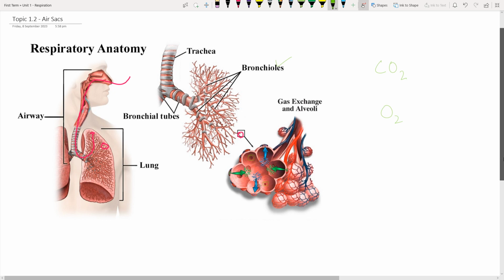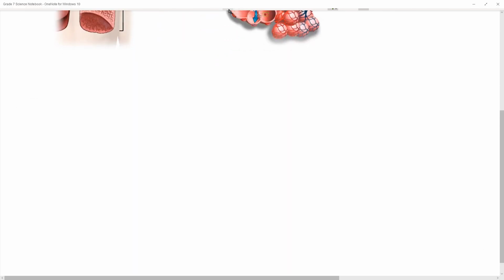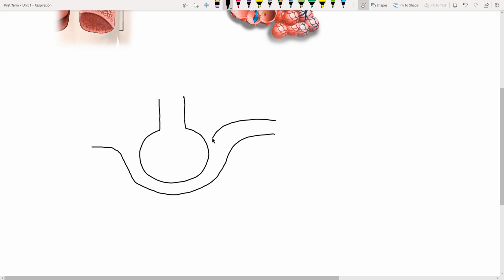So what really is happening is that, let's just say I'm going to draw one of these alveoli, and this is just a block diagram. This is not how it actually looks in real life. So we're just going to make this capillary. Now imagine that this tiny little thing that I made is the blood vessel through which the blood is going to move, capillaries.